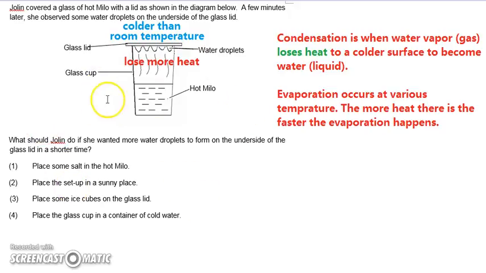If you place the glass cup in a container of cold water, the hot Milo will not be that hot anymore, and evaporation will take place less. If you put ice cubes on the glass lid, it will actually make the glass lid colder. If you place the setup in a sunny place, the glass lid will be warmer. It will not affect the hot Milo. Maybe the hot Milo will lose its heat to the surrounding in a longer time, but the glass lid will be warmer than if it is in a room.